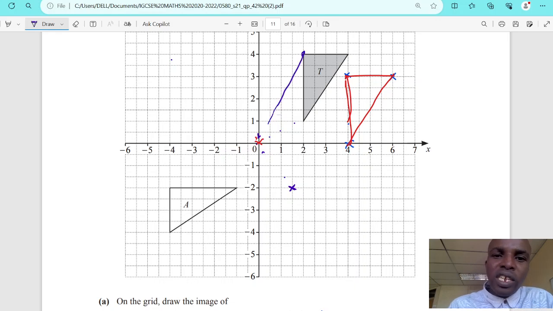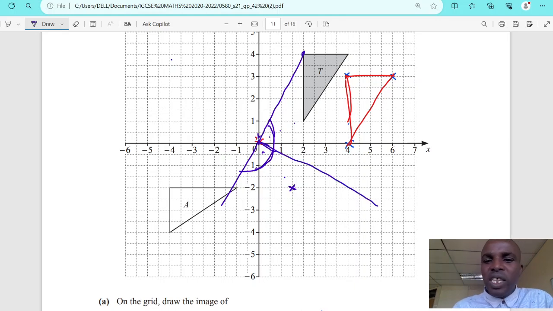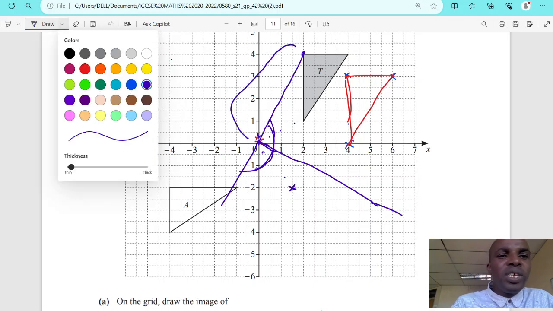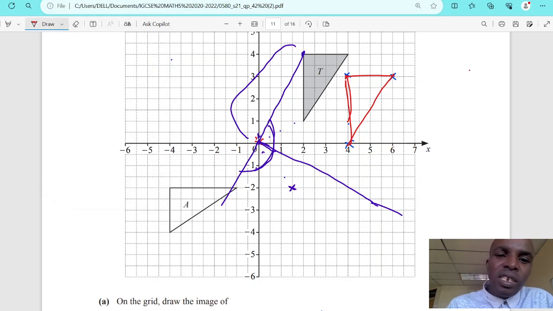You join this point with the center like this. Then you put your protractor like this. Then 90 degrees is approximately somewhere here. Yeah, that's 90 degrees. Then on this line, you measure the distance from this point to this point. That will be the same distance for the image. So you say 1, 2, 3, 4, 5, 6, 7, 8 boxes. Then along this line, 8 boxes. So somewhere there will be the image of that point.